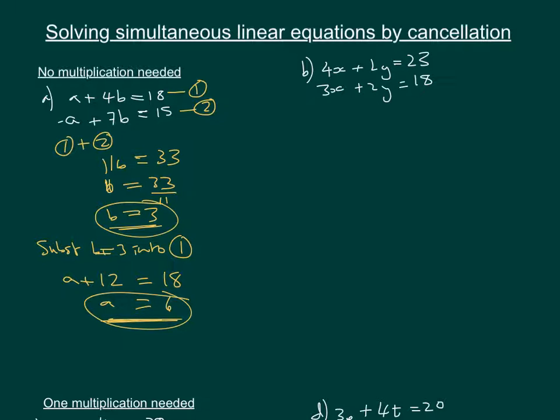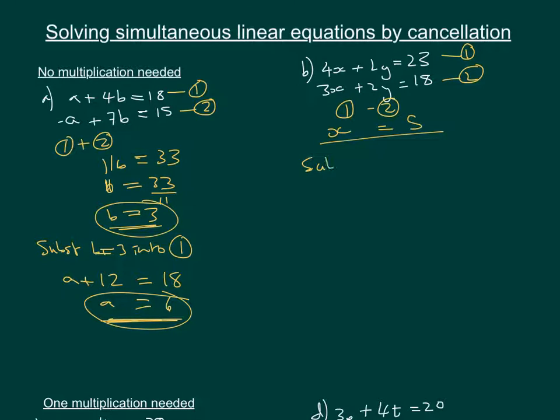Here on the next one, the y coefficients are the same, positive 2y and positive 2y. If we add them we'll get plus 4y, which we don't want. We want to get rid of them, we want to make 0, so instead we're going to subtract equation 1 from equation 2. The reason I'm doing 1 from 2 is because 4 minus 3 is going to still be positive. I could do 2 minus 1, but that would give me a negative x, and I don't really want to work with that if I don't have to. So 2 minus 1 is going to give us x. 2y minus 2y is 0. 23 minus 18 is 5.